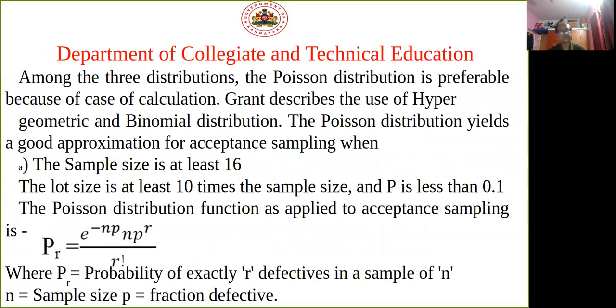Among the three distributions, the Poisson's distribution is the most important, because it makes the calculations easy. The hypergeometric and binomial distributions describe the exact cases, while Poisson's gives approximations for acceptance sampling.